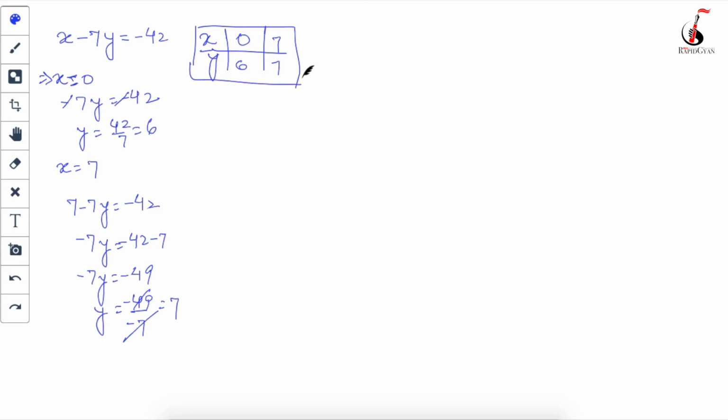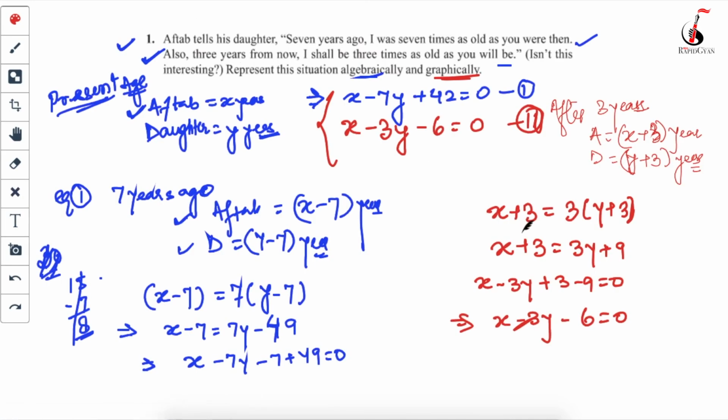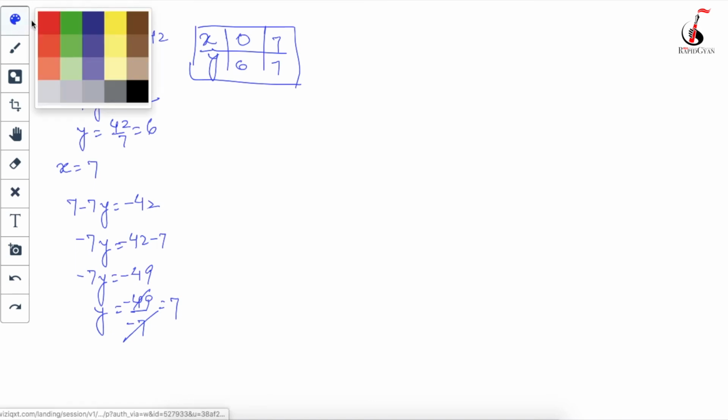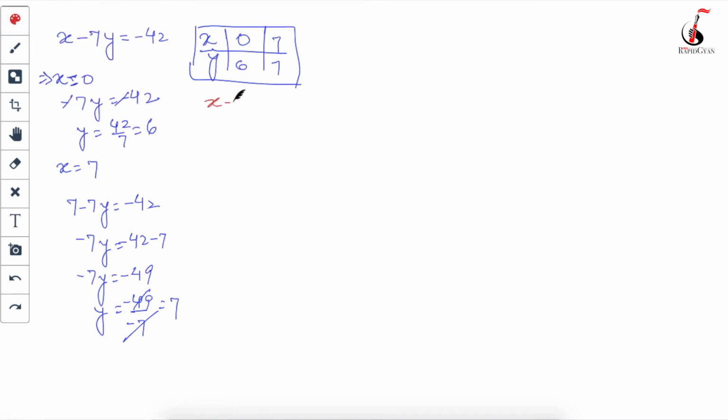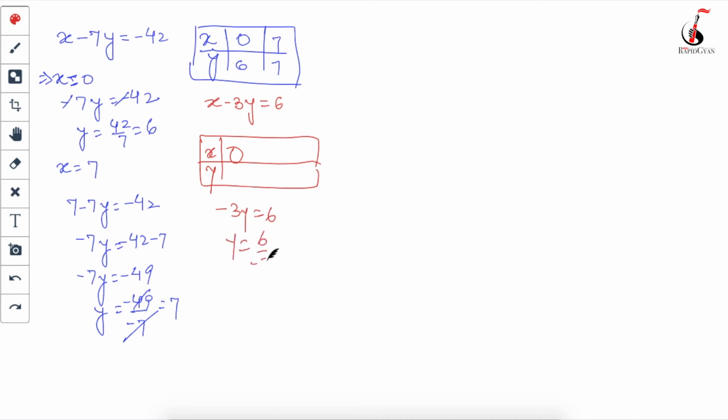Okay, now let's solve the other equation. The other equation was x minus 3y minus 6 is equal to 0. I can write it as x minus 3y equal to 6. Now do the same thing. If x is equal to 0, then minus 3y equal to 6. So y will be, beta, 6 upon minus 3, which is equal to minus 2. So write here minus 2.